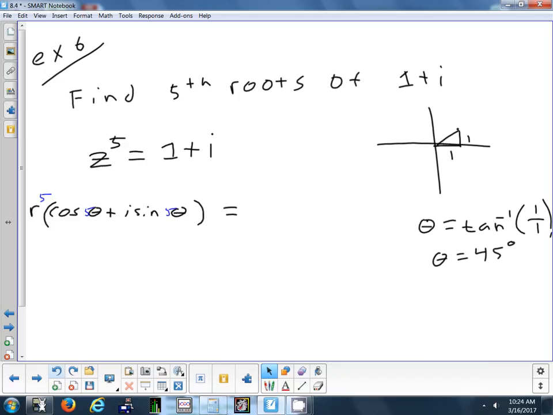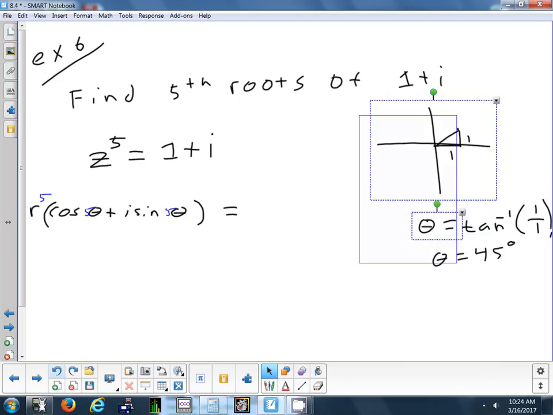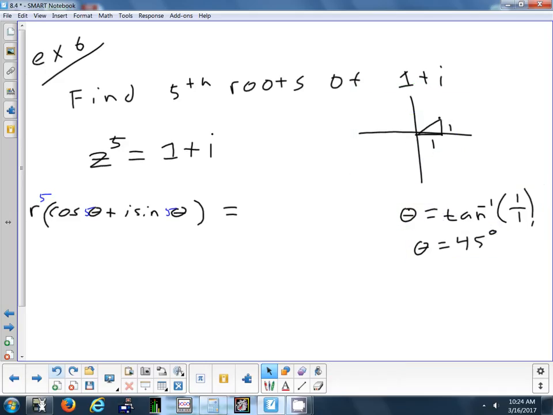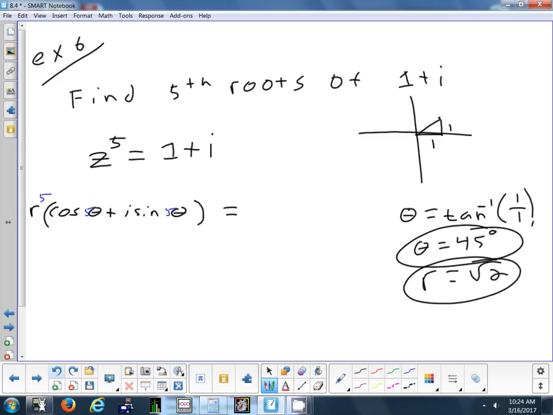Okay, I'm going to need to move this somewhere else. So we got our angle. And what about my radius? It's going to be the square root of 2. So there's your radius, there's your angle. That's what goes on the right-hand side. Any questions on the radius or the angle? It's just the Pythagorean theorem with each side being 1 and 1.